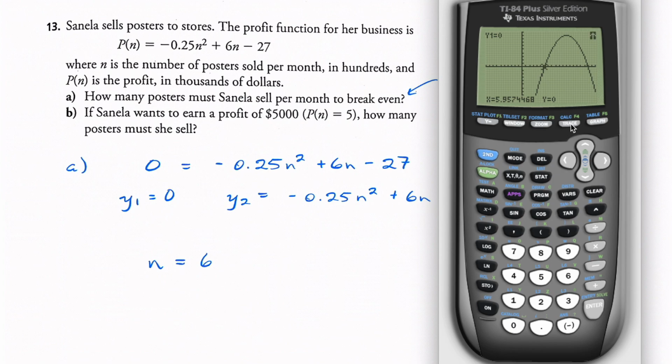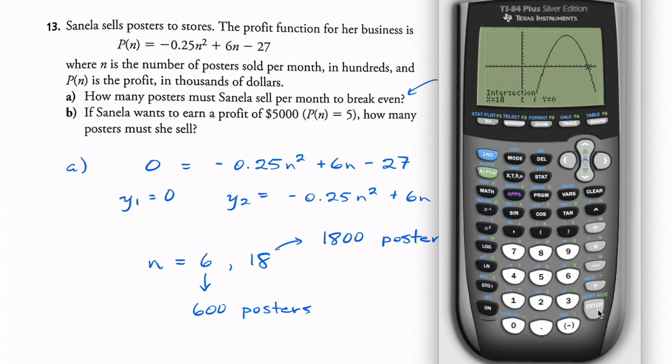Okay, and then I'll use the same steps to find that other point. So I click second, trace, intersect number 5, move all the way over. You can just hold it over to that other point and then click enter, enter, enter. And we get 18. So I got my two answers, n equals 6 and n equals 18. Now remember that it told us at the start that n is the number of posters sold per month in hundreds. So this is actually 600 and this is 1800. So it's going to be 600 posters, and this 18 gives us 1800 posters.